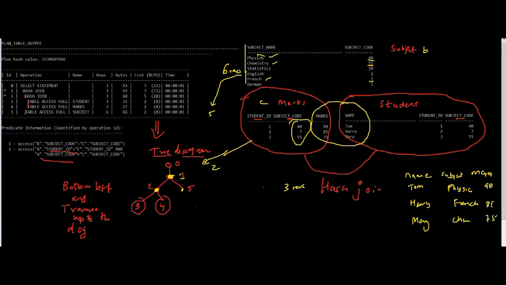Okay, so this table 2 and 5, hash join is being done at 1 and the resulting data set is sent to 0, which is our select query. So we have name and marks here, and the subject name is being taken from joining subject and marks table with the help of subject code. So 40, 55 and 7 we get the corresponding subject name. Okay, so this is the output.